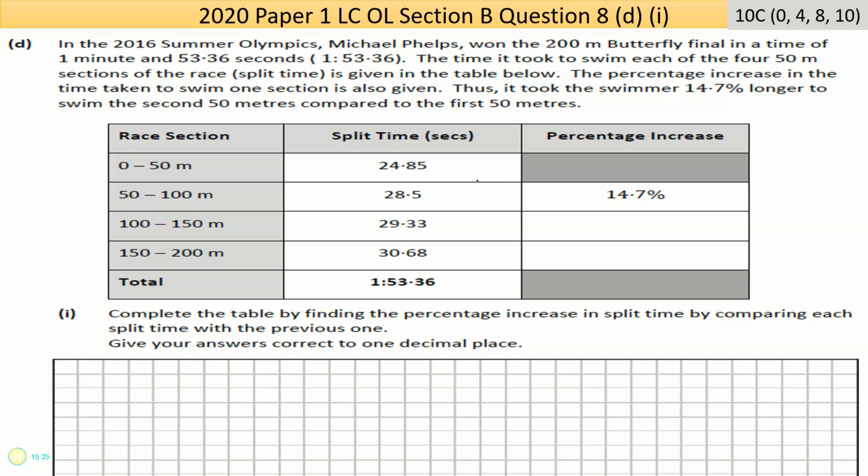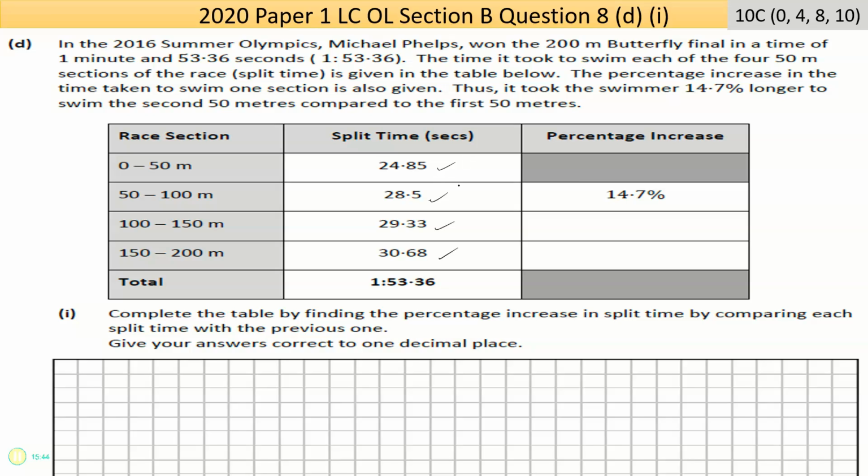Michael Phelps is a famous Olympic swimmer. Okay, won a crap ton of gold medals. But between 0 and 50, it takes him that many seconds. Okay, and the next 50 meters is a little bit longer, slowing down, longer and longer. It makes sense. Okay, so what was the increase in his time?